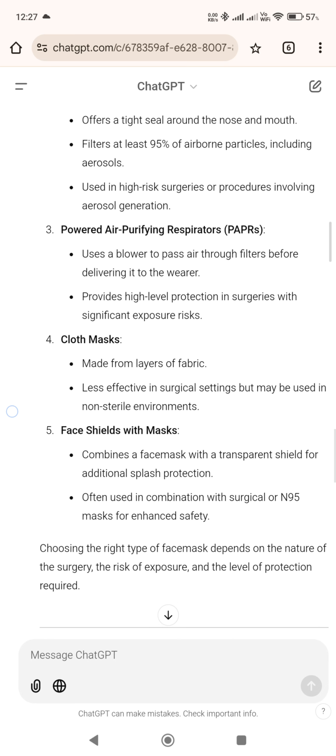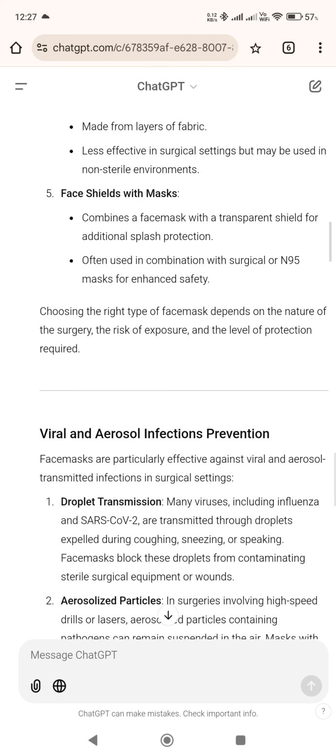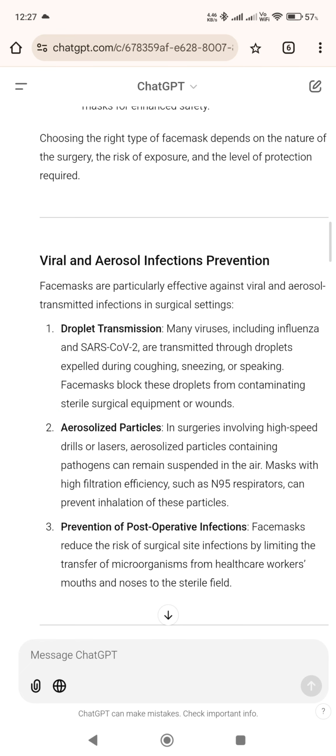4. Cloth masks, made from layers of fabric. Less effective in surgical settings, but may be used in non-sterile environments. 5. Face shields with masks. Combines a face mask with a transparent shield for additional splash protection. Often used in combination with surgical or N95 masks for enhanced safety. Choosing the right type of face mask depends on the nature of the surgery, the risk of exposure, and the level of protection required.